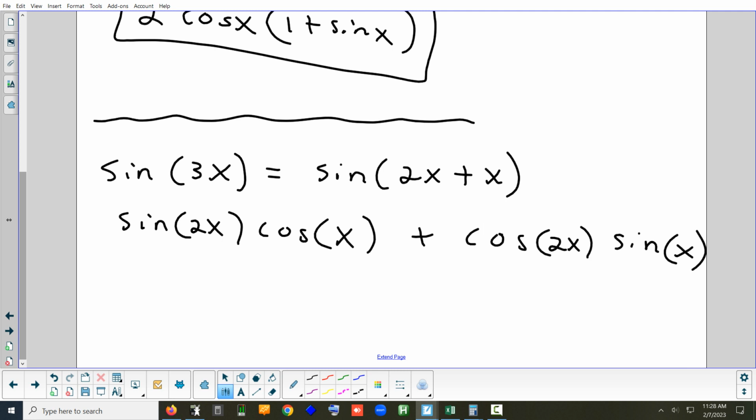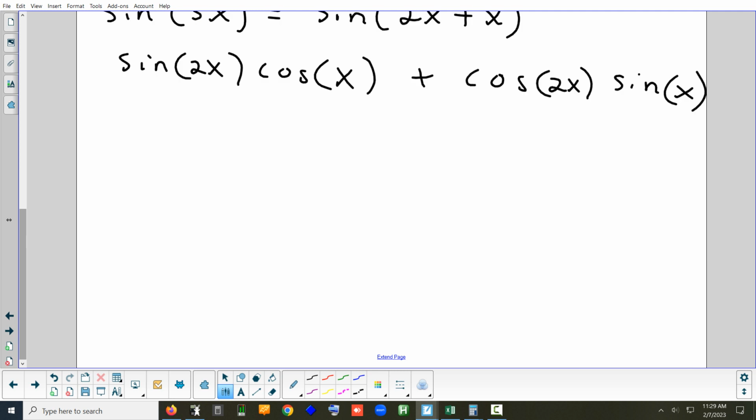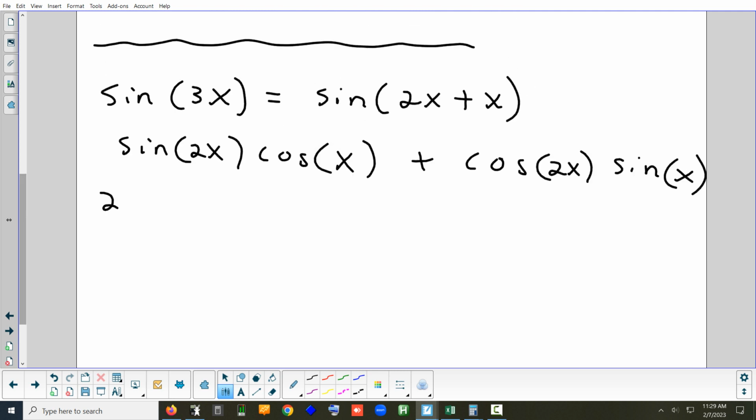So by applying the sine sum identity, you took your 3, and now you reduced it into a problem with 2's. Now let's go through each one that we need to. What is sine 2x? Those are sine x, cosine x, what? 2 sine x cosine x. That's the sine 2x identity.